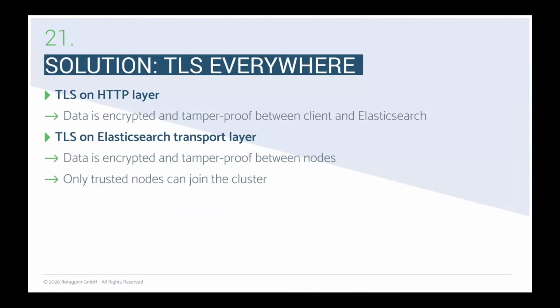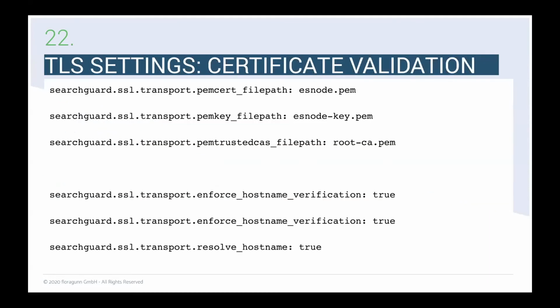And in addition to that, we have TLS on the transport layer. This actually shields you from data being sniffed inside your Elasticsearch cluster. And it also makes sure that only trusted nodes can join the cluster. So this is the first level of security. As you can see here, you can run and configure TLS with your own certificates. I think that's pretty straightforward.